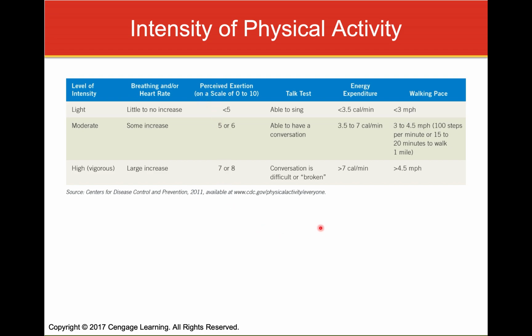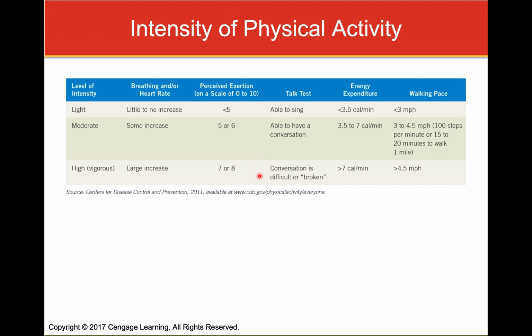I think the good thing for just general people to know is the talk test to determine light, moderate, and high. So something that would be considered a light exercise, you'd be able to sing while doing it. Moderate, so we're ramping up the intensity a little bit. You'd be able to have a conversation, but you're not able to sing, right? Because you're working at a pace that is requiring you to use your lungs at a capacity that you wouldn't be able to start singing while doing it.